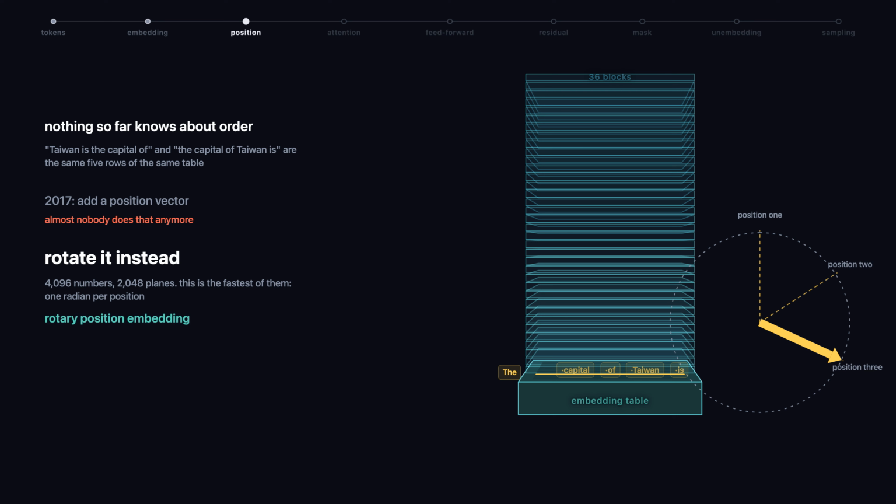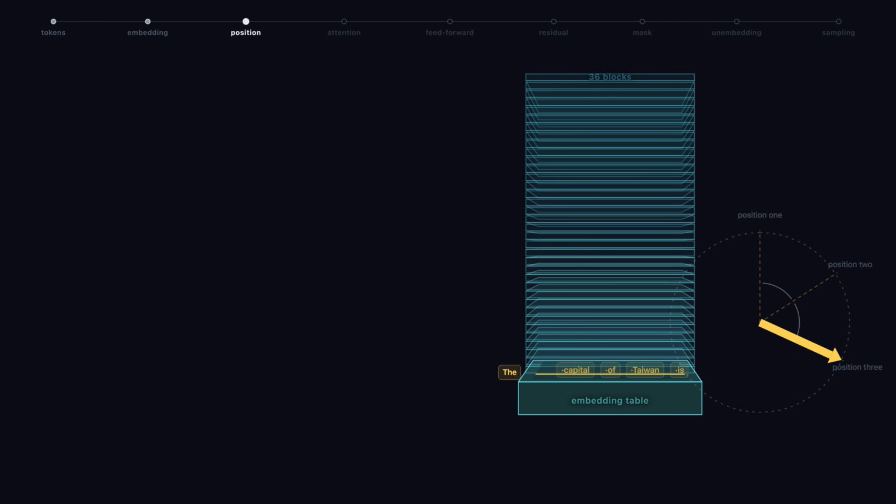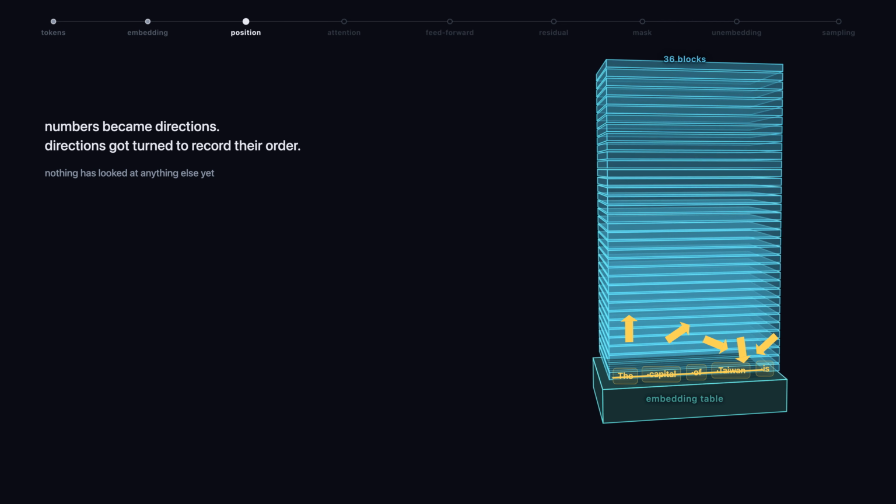It's called rotary position embedding, and the reason it won is worth 1 sentence. Rotating by position means the angle between 2 tokens depends only on how far apart they are, not on where they are, which is the thing you actually wanted. Relative position for free without a single extra parameter. So text became numbers, numbers became directions, directions got turned to record their order. Nothing has been understood yet, nothing has looked at anything else. That starts now.